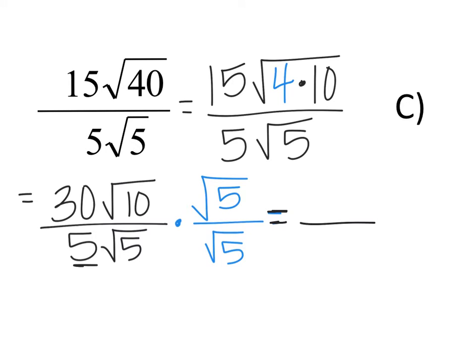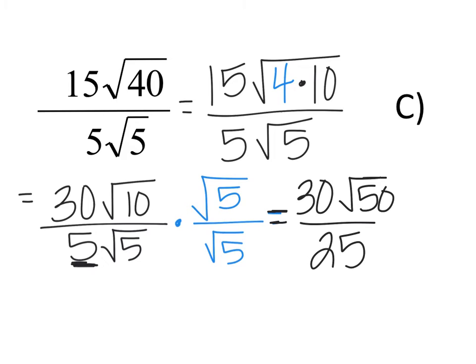However, I have this 5 hanging out over here too. So if I were to type this into the calculator, 5 square root 5 times the square root of 5, I actually end up with 25 on the bottom. When I multiply the top, I still have 30, but now I have the square root of 50. Because remember, when we multiply radicals, we multiply the numbers on the inside. 10 times 5 gives me 50. So we're going to simplify this one all over again.